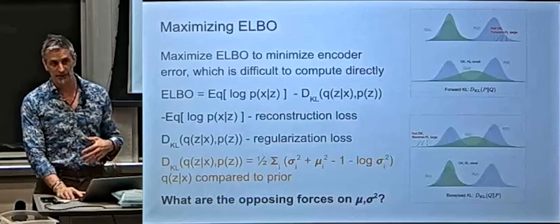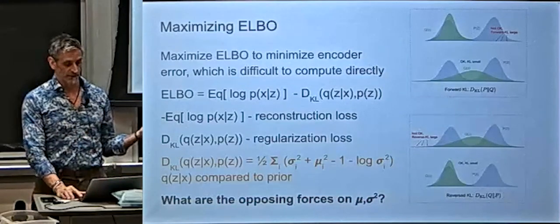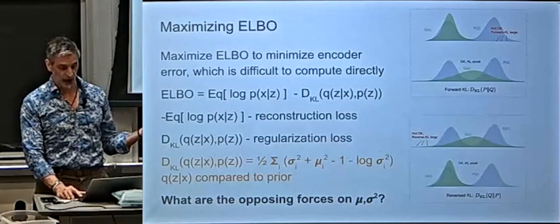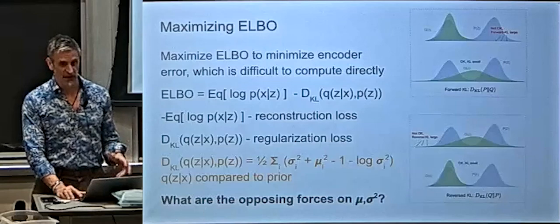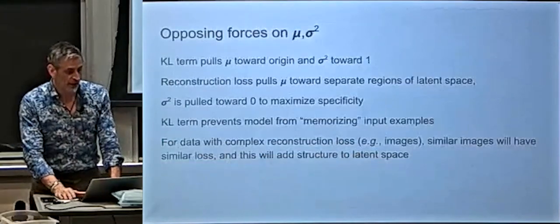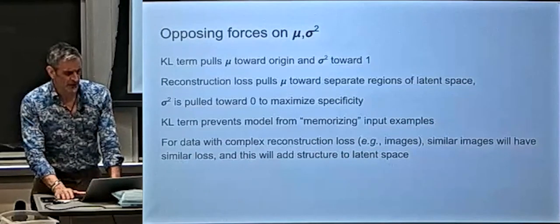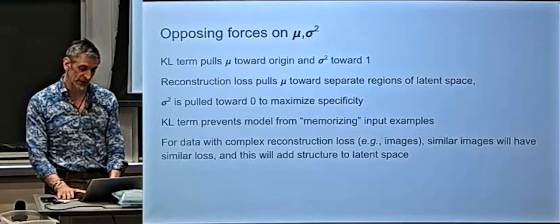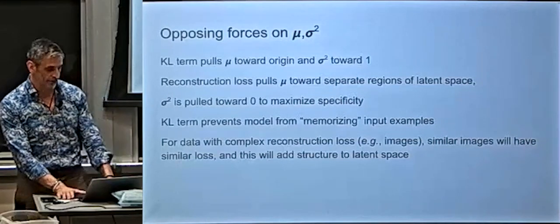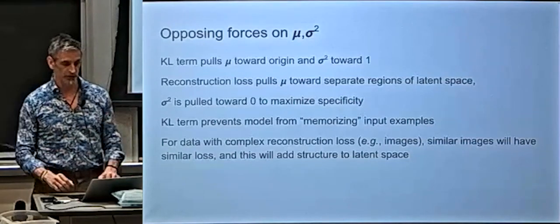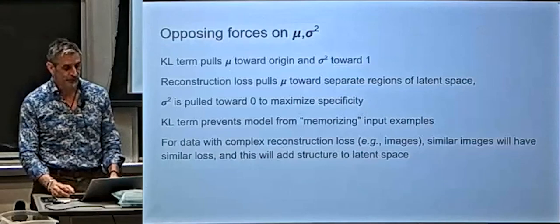So the broader we make sigma, the better it's going to fit that KL divergence to the prior. The narrower we make it, the less well it's going to fit. Okay, so we have these opposing forces. Our KL term is going to also pull mu towards the origin. It's gonna pull sigma squared towards 1. But our reconstruction loss is going to pull separate mu's to separate regions of our latent space, right?